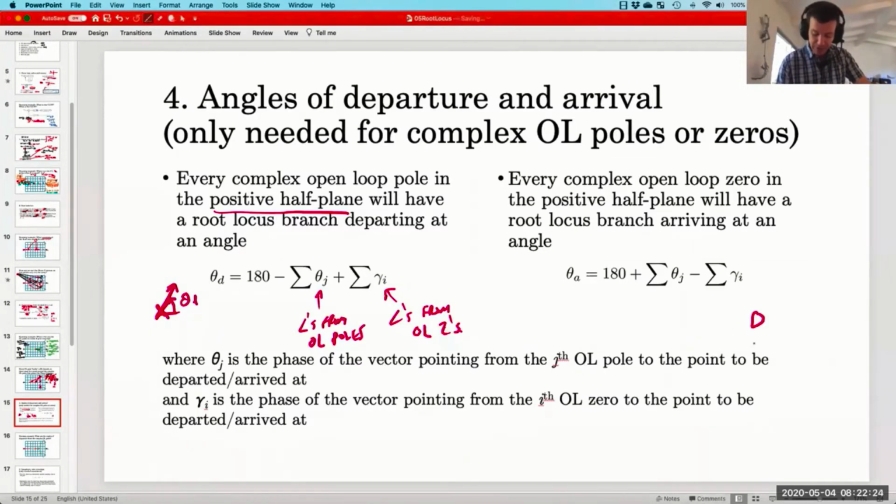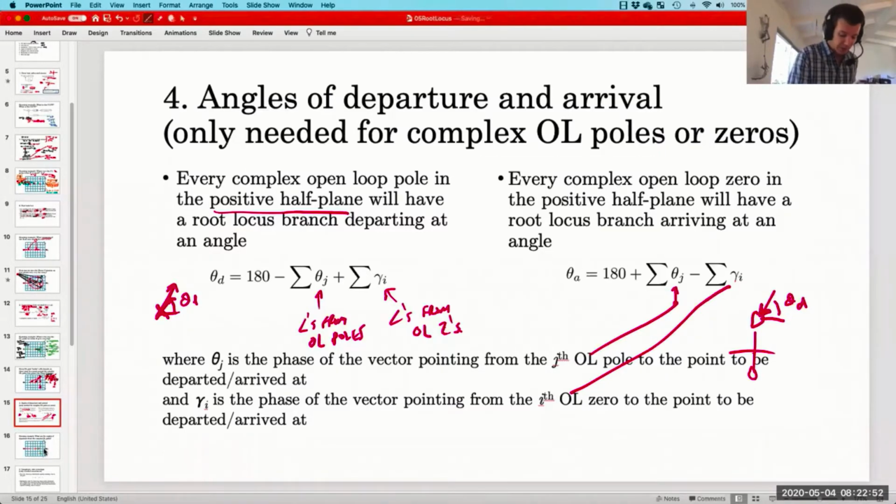If we had a complex conjugate open loop zero, then we would want to know at what angle the branches arrive. I mean, there's no better word for it. At what angle do the branches arrive at the open loop zeros? Okay, and this is the same idea. These are still open loop pole angles, and these are still open loop zero angles.